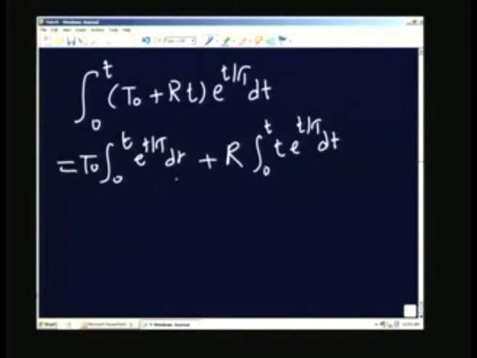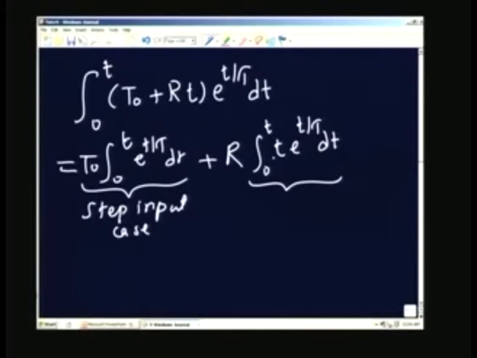This integral is similar to what we did in the case of step input, already done. Already we have seen that. Here we have an integral which involves the product of t and e to the power of t by tau. This can be done by integration by parts, and in fact I am going to leave it as an exercise for the student to work out, and I will give only the final answer to the problem. So, what I am going to do is give the final answers. The step input case has already been done, instead of T naught we had T infinity there.